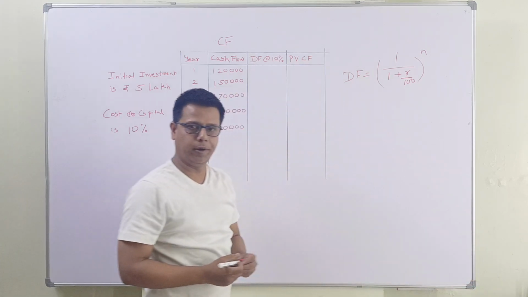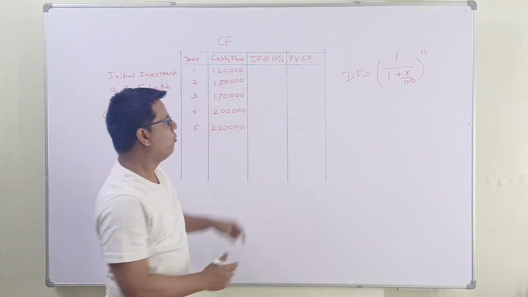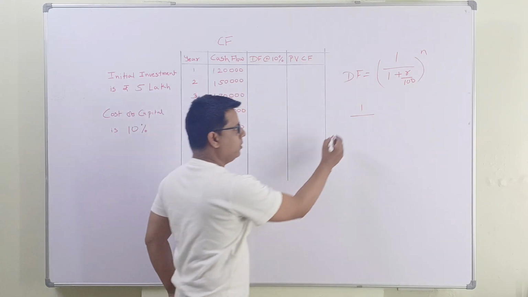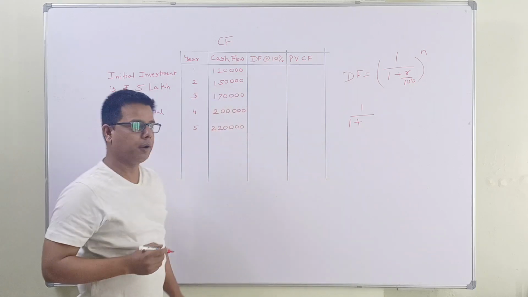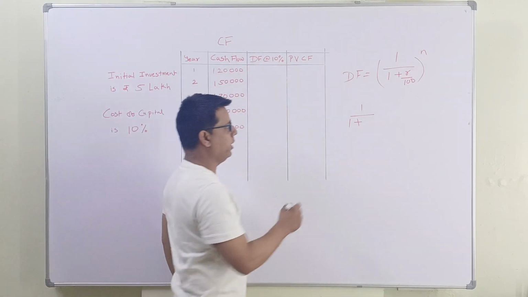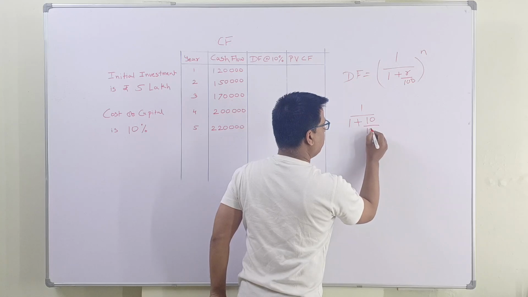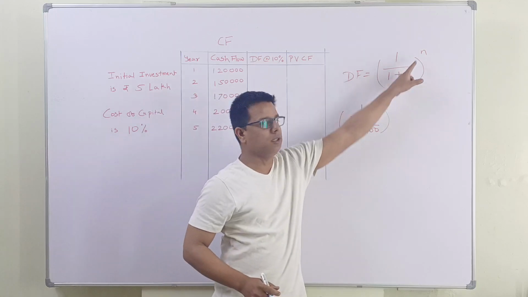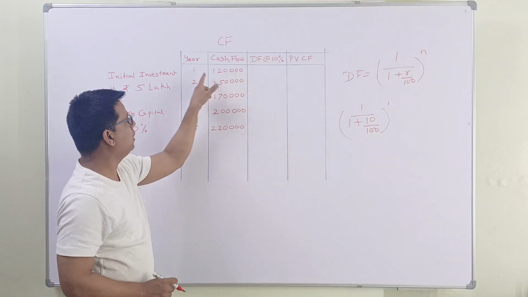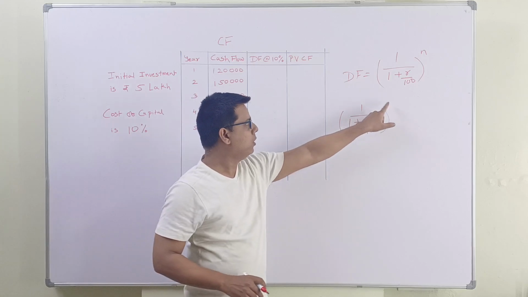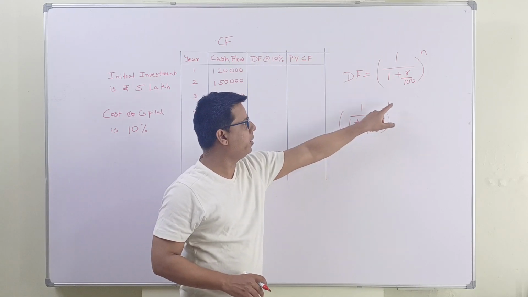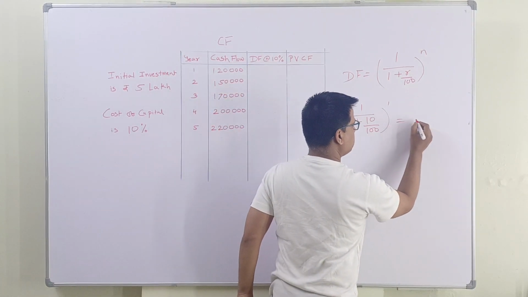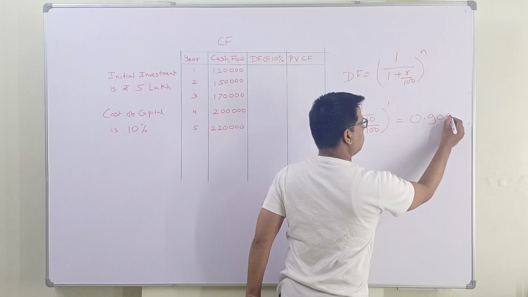Now how do we calculate? The calculation is very simple. So for first year it is 1 divided by 1 plus R. R is the DF rate, that is 10%. 10 by 100 raised to 1. Right. So n is the number of year. So for first year n will be 1. So 1 upon (1 plus R by 100) raised to n. So if we calculate, we will get the value which is 0.9091.